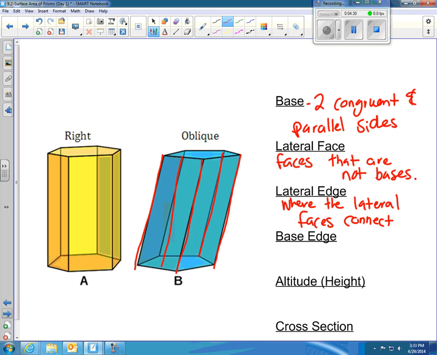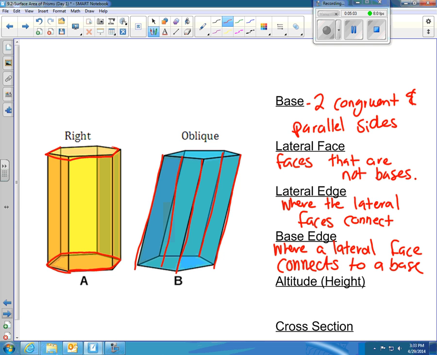Then we have a base edge, and that's where a lateral face connects to the base. So where a lateral edge, or a lateral face, sorry about that, a lateral face connects to a base. So in example A, these down here are all base edges. These are all base edges up here. In the oblique, these are base edges. These are base edges. Okay, so where the lateral face connects to the base.